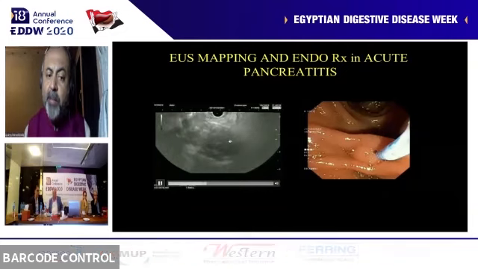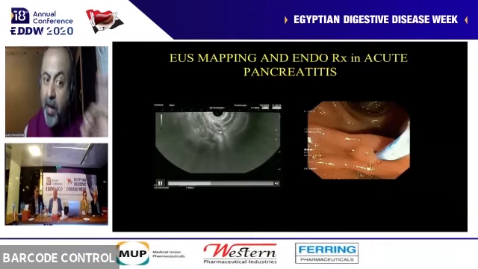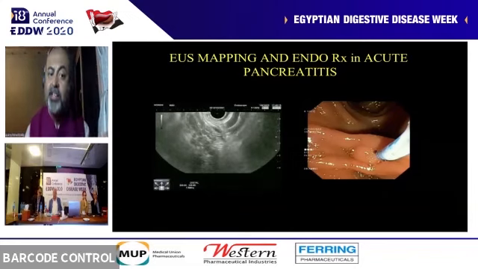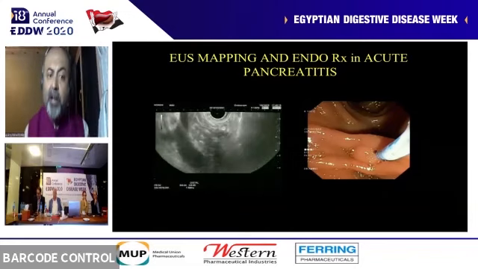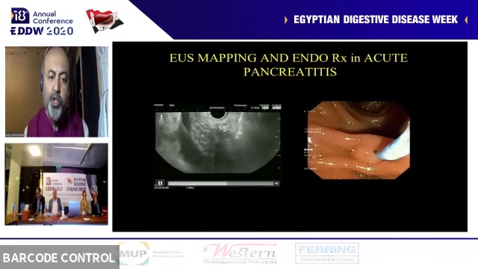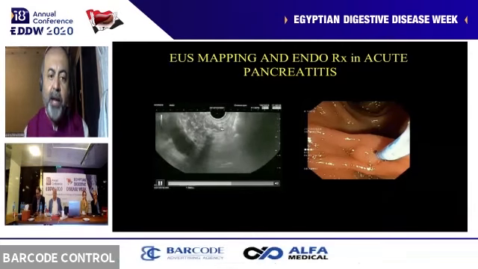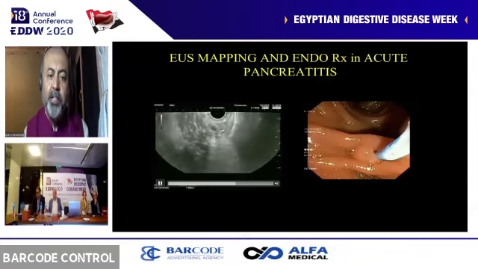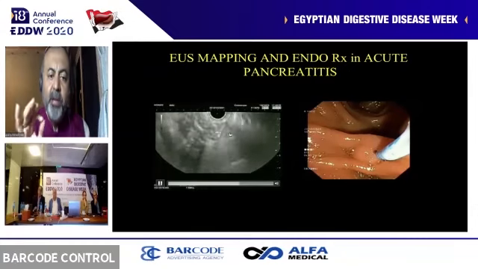This is edematous pancreatitis, acute pancreatitis. This boy had pancreatitis, and I'm intervening in pancreatitis. And see what we find: a small soft stone trapped in the minor papilla here. This is the minor papilla. It's a 3 millimeter stone.